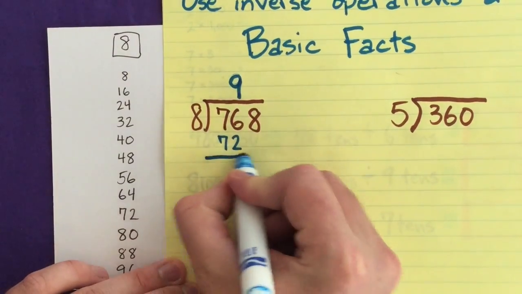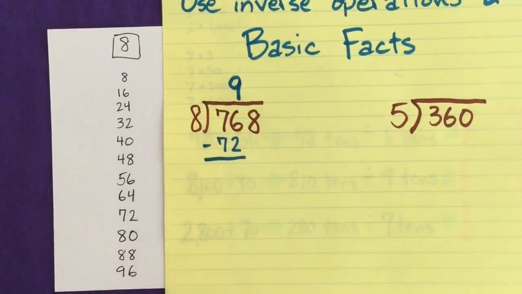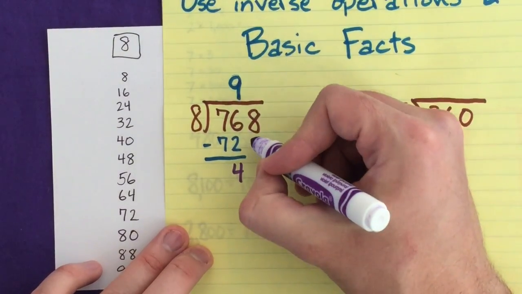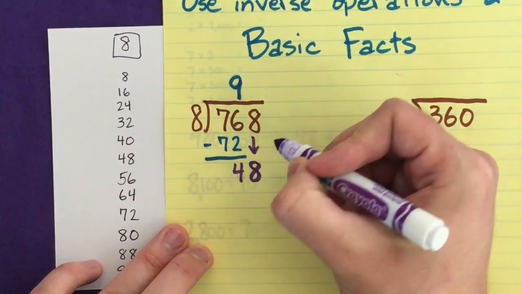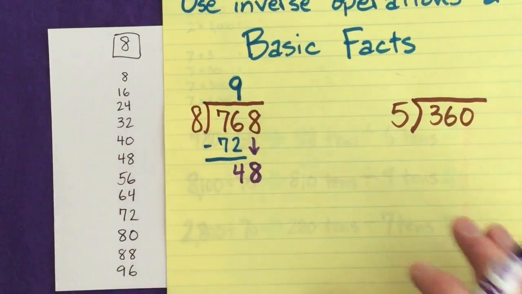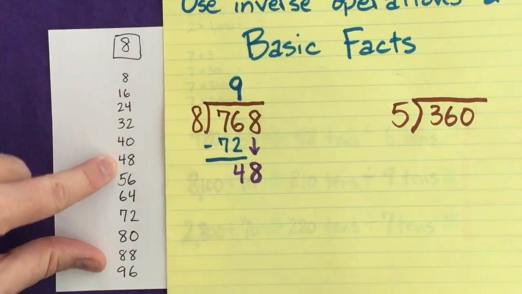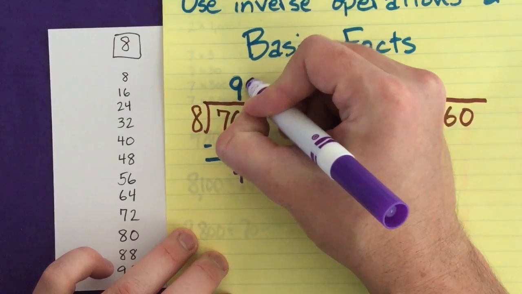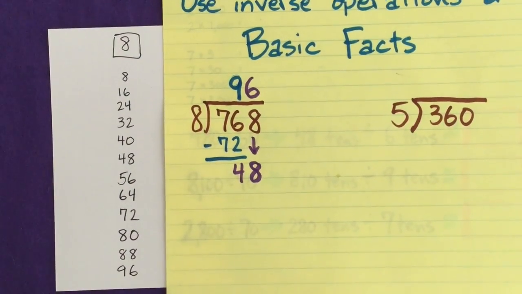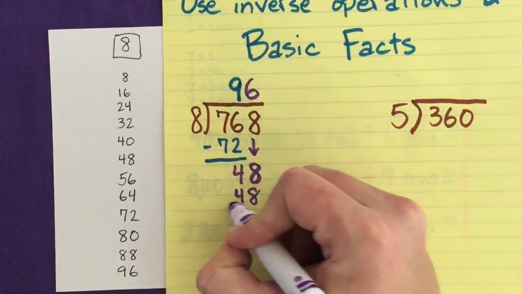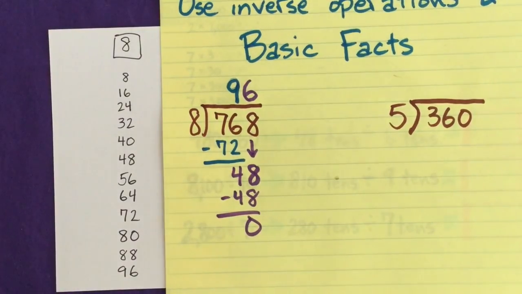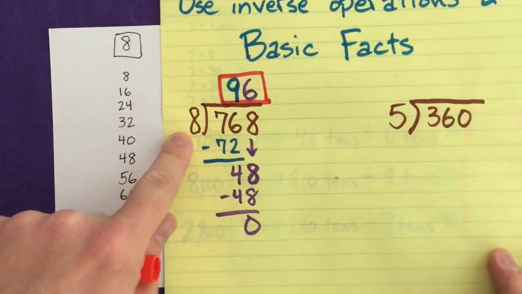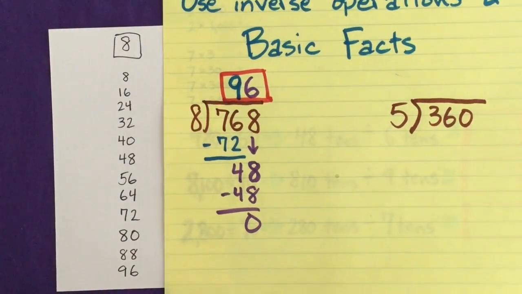So we just remove that. 76 minus 72 is going to give me 4. Then I just need to think, can I fit this 8 in, and can I get 8 to go into 48? Well, let's look at those multiples again. Does 48 appear anywhere? And in fact, it does. So 48 is the 6th multiple of 8. So we know that 8 will go into 48 6 times. 48 minus 48 is going to be 0. And when we have no remainder, we know that our quotient is just a whole number. So 8 goes into 768 96 times.